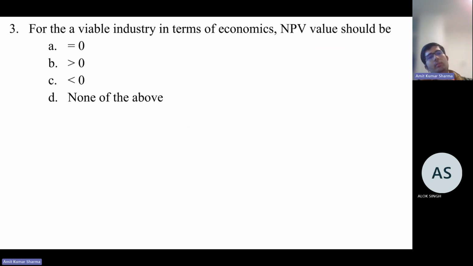Question number 3: for a viable industry in terms of economics, the NPV, net present value, should be equal to 0, greater than 0, less than 0, or none of the above. So take 2 minutes and let me know the answer.